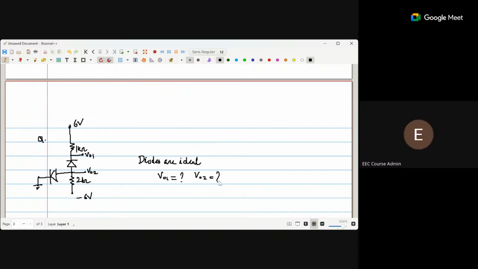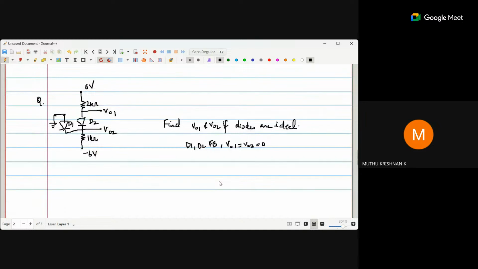Ma'am, in the last question, is it safe to say no current will flow through D1? No current will flow through D1. Yes, and then we can say that D1 is inactive, right? No, we got it, V02 to be 0. How did you get it actually? With V02 to be 0 and the other anode voltage also 0, then only you are telling that the current flowing is 0. How did you get V02 to be 0?